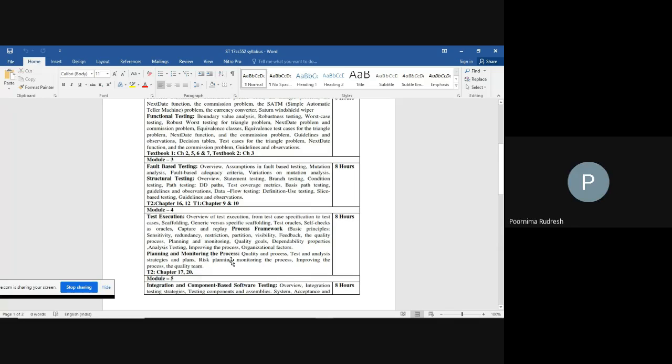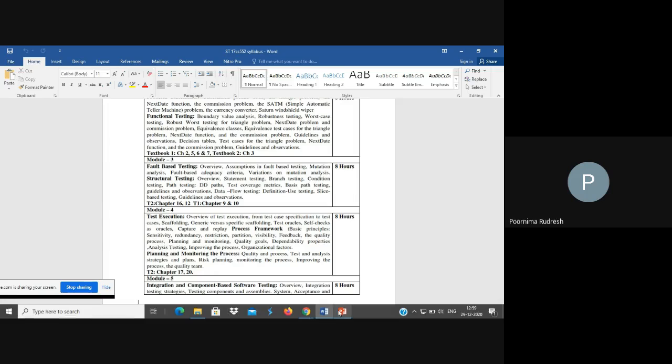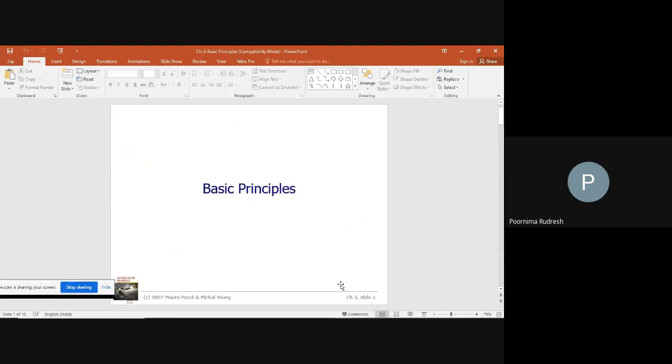Two more chapters here to study for process framework. Chapter 3 is basic principles and chapter 4 is test and analysis activities within a software process. So first I'll start with chapter 3, basic principles. Then afterwards I will go to chapter 4. Okay, so that is the new chapter that I'm going to start today. That is the basic principles of software process or testing and analysis process.